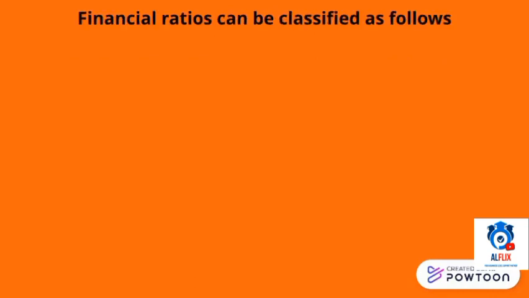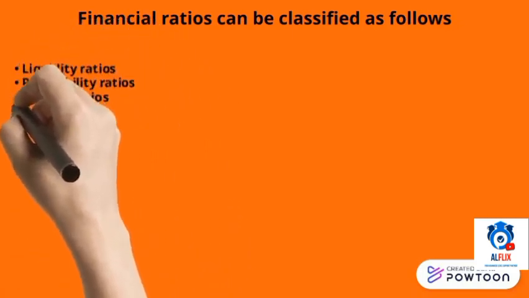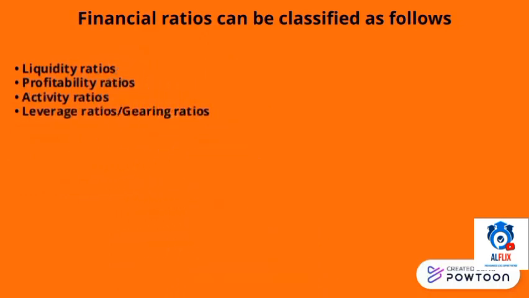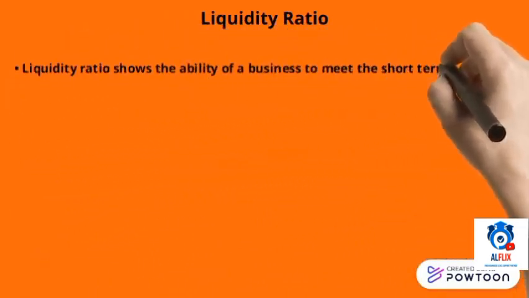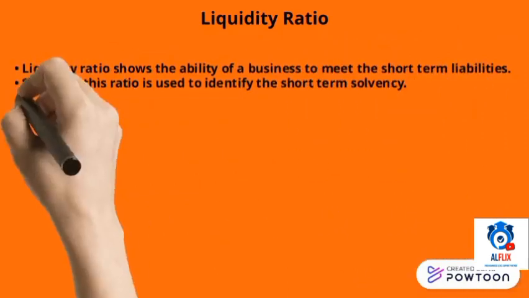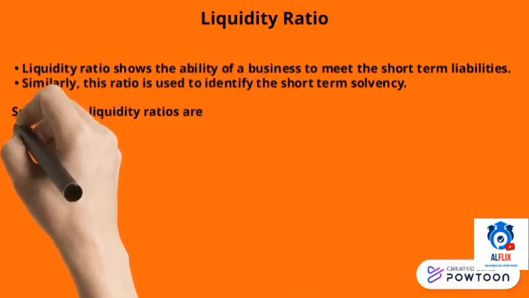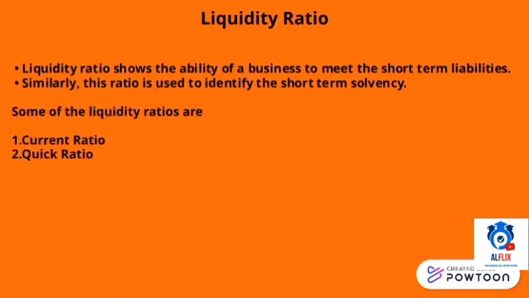Financial ratios can be classified as follows: liquidity ratios, profitability ratios, activity ratios, and leverage ratios or gearing ratios. Liquidity ratio shows the ability of a business to meet its short-term liabilities. Similarly, this ratio is used to identify the short-term solvency. Some of the liquidity ratios are the current ratio and the quick ratio.